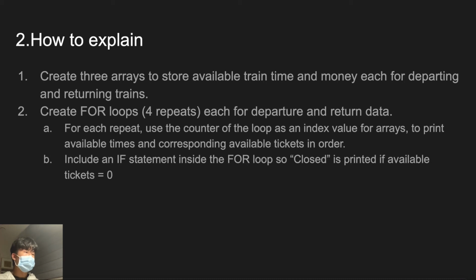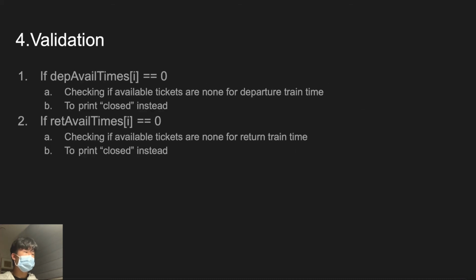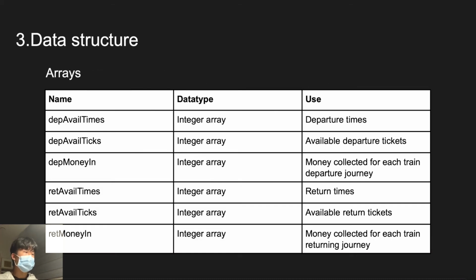And we'll look at data structures, what kind of data structures are used in task 1. In task 1, array is mainly used. I think the array is the only data structure that is used. So as I explained, departure available times, departure available tickets, departure money in, these 6 arrays are used. And the data type for these arrays are integer arrays.